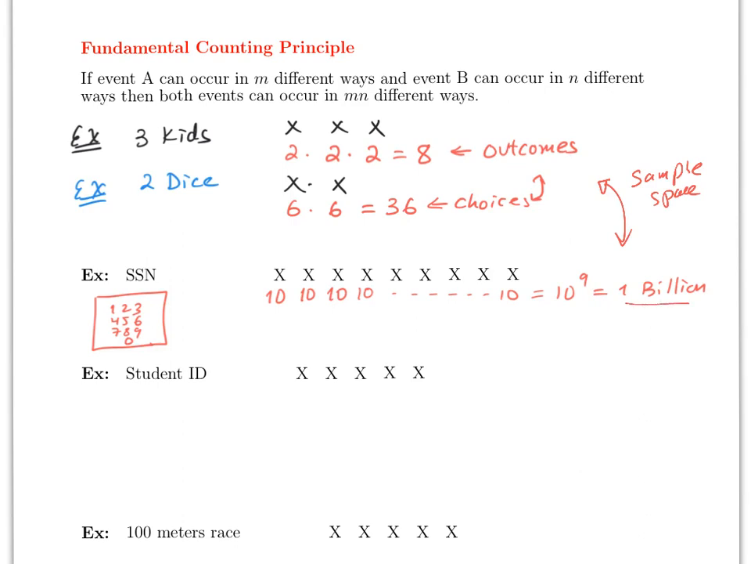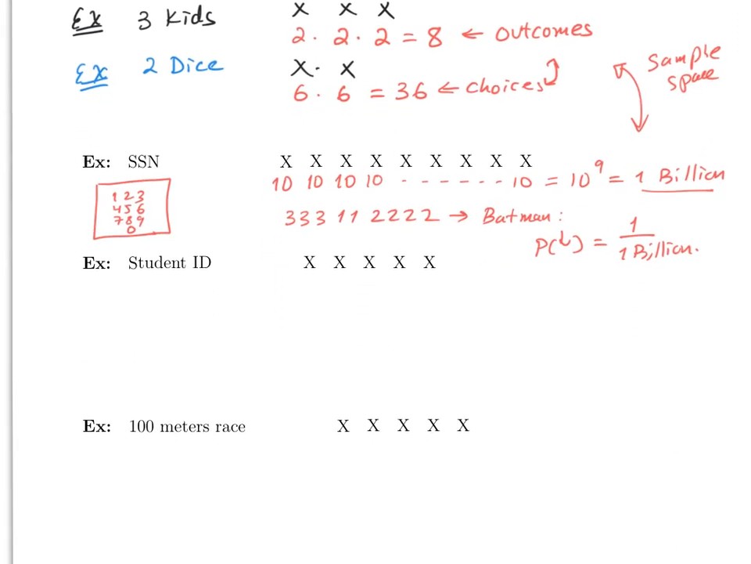Therefore, once you figure this out, let's say that you want to find the probability that this social security number, 333112222, is the social security number of Batman. What will be the probability of that? Well, now it will be very easy. It's just 1 over 1 billion. That's it.